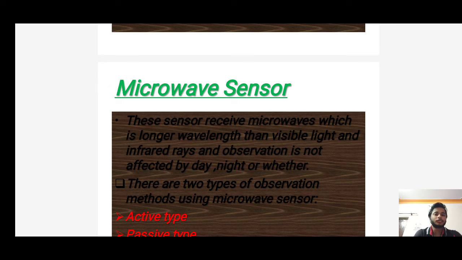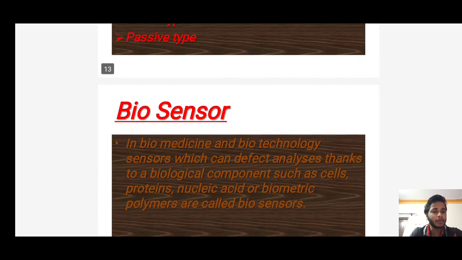Microwave sensor. These sensors receive microwaves, using their longer wavelength than visible light and infrared rays, and observation is not affected by day, night or weather. There are 2 types of observation that occur with the microwave sensor: active type and passive type.